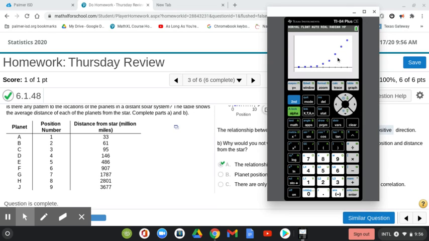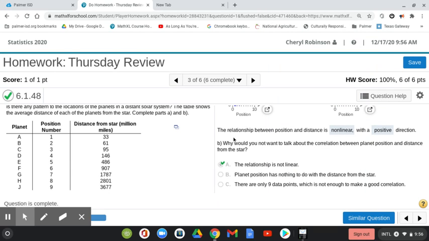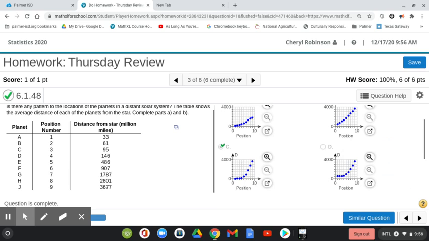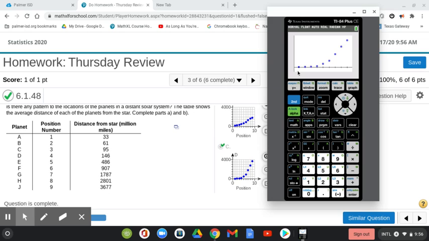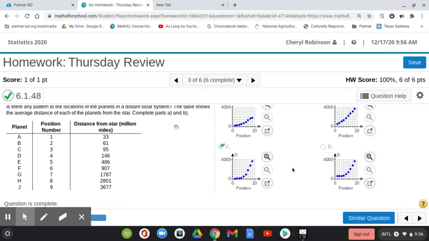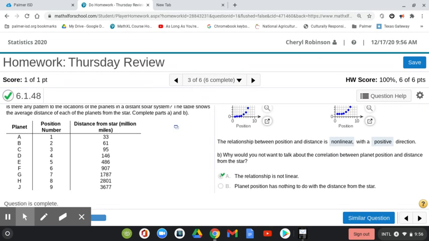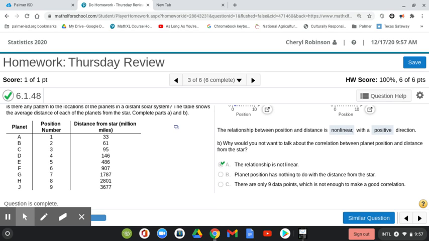So you see this, and you want to compare it to what they have here on the choices. And it's the one that looks like it's laying on the x-axis, and it goes up exponentially. So this one. Now the relationship between the position and the distance is nonlinear, and in this case positive, because they're both increasing. That is why they're positive. You don't have anything decreasing. Okay, and that is the end of that one. The reason you would not do a correlation is because it is not a linear relationship.